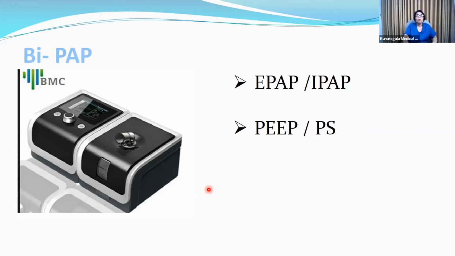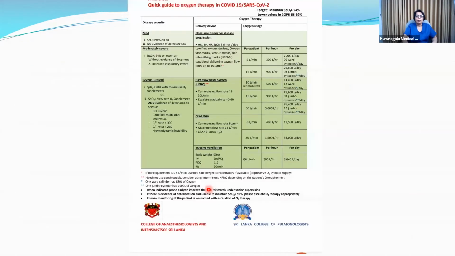Okay, so this is a quick guide of what I have said so far. In oxygen therapy, this is to summarize what I said so far. If it's a mild case, a COVID patient who is having mild disease, they are symptomatic, saturation maintains more than 94% on air. So all you have to do is just monitor 3 times a day. You do not have to give oxygen supplementation.